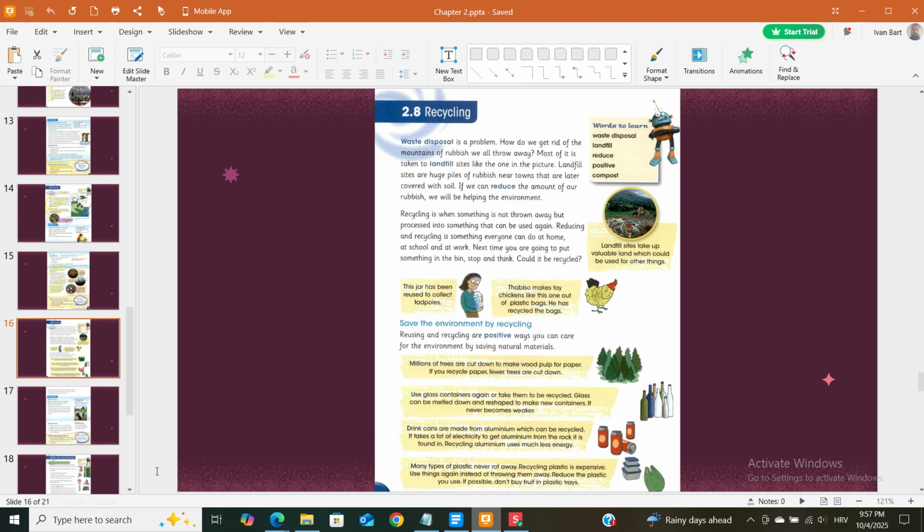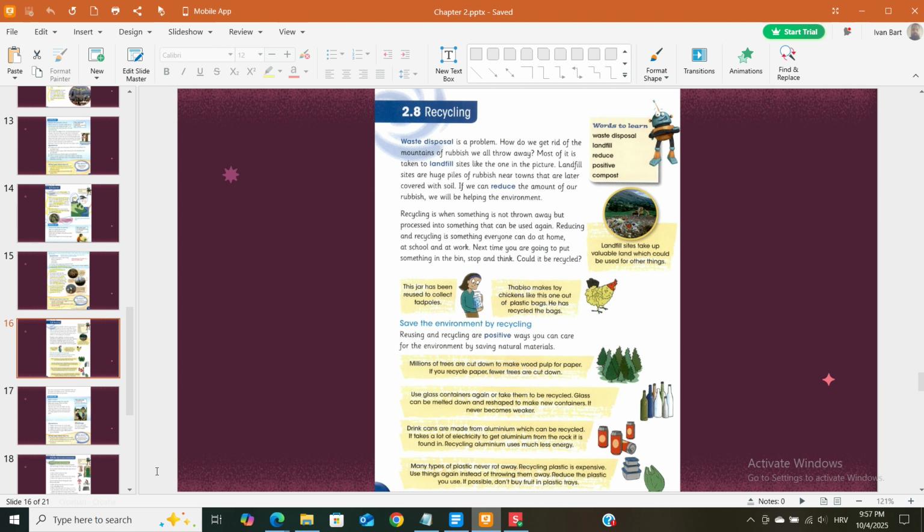If we can reduce the amount of our rubbish, we will be helping the environment. Recycling is when something is not thrown away but processed into something that can be used again. Reducing and recycling is something everyone can do at home, at school and at work. Next time you are going to put something in the bin, stop and think. Could it be recycled?